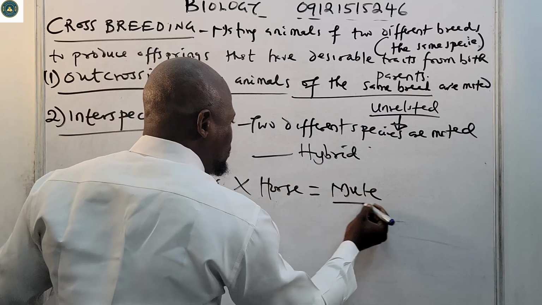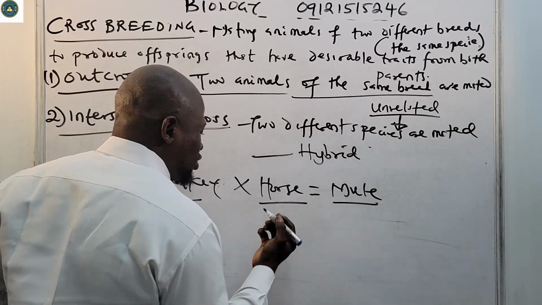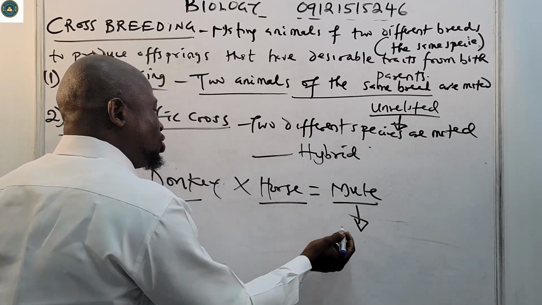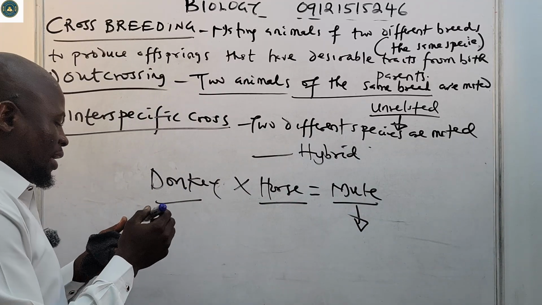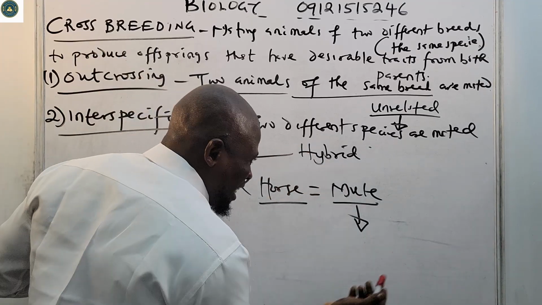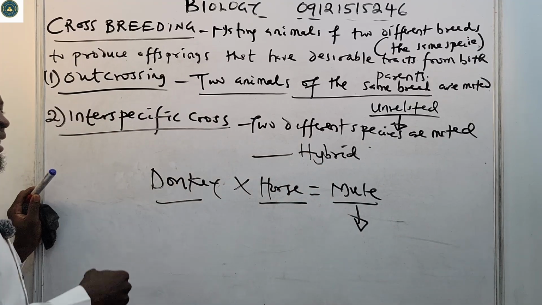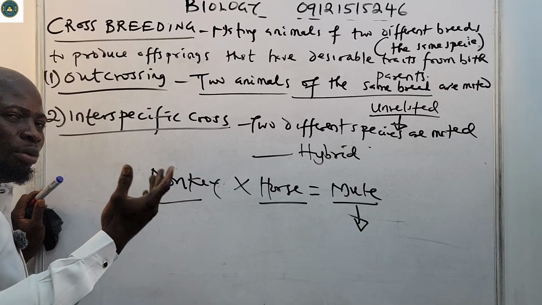This mule is for transport, the horse is also for transport, but this mule is stronger than what both of them combine. So they have a better breed. The mule is specific for a purpose.